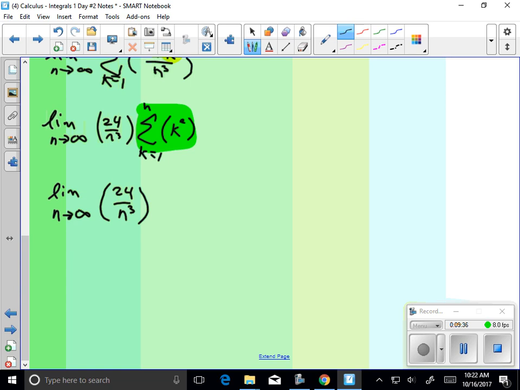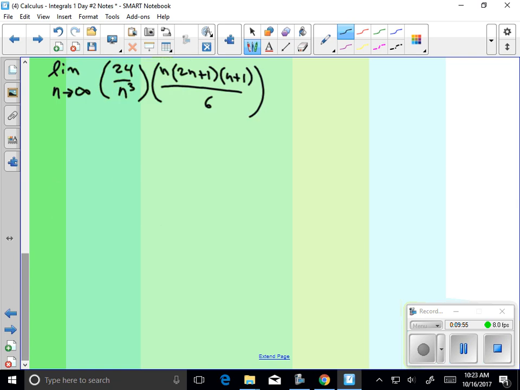Okay, except it's I on that previous page, I think. N times 2n plus 1, all over 6. Okay, cool. What I'm going to do is show you this limit as n goes to infinity. All I care about is the leading term in the numerator.